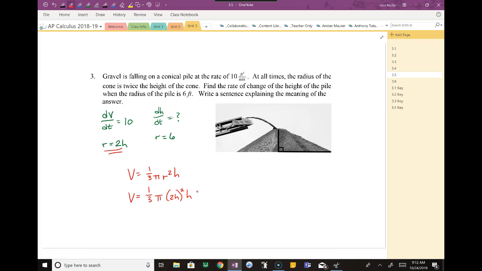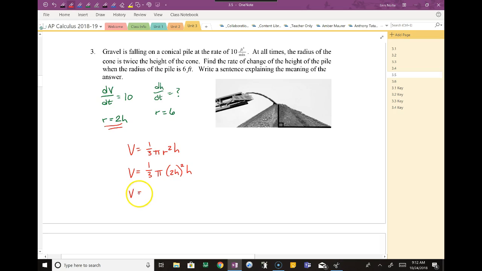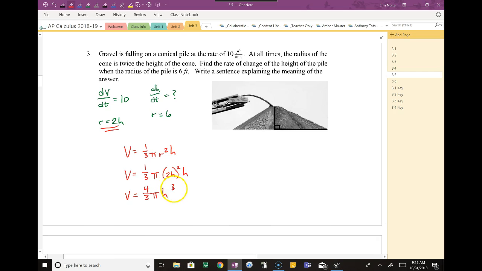Now I am going to simplify this before I start deriving. So, I have a 2 squared. What is 2 squared? 4. So I'm going to take the 4 and throw it out front. Make sure you're watching this, because if you're not paying attention, you'll wonder where that came from. 2 squared is 4. I have a 4 times 1/3. What's 4 times 1/3? 4/3. So I have 4/3 pi, and how many h's? Cubed. Right, because we have h squared times h.